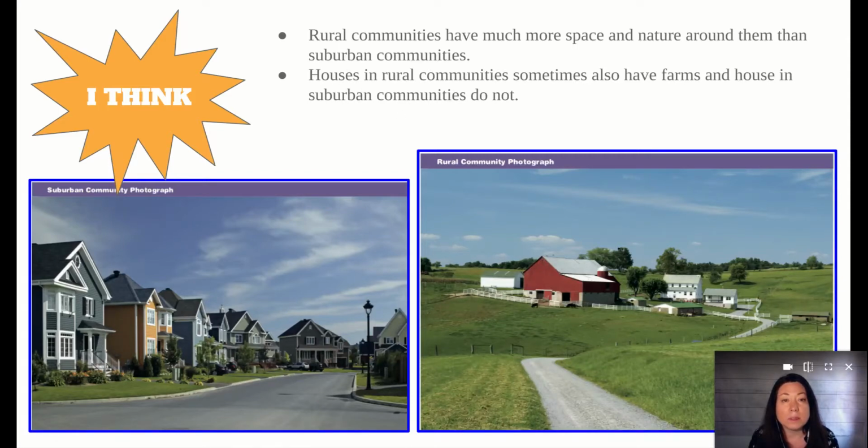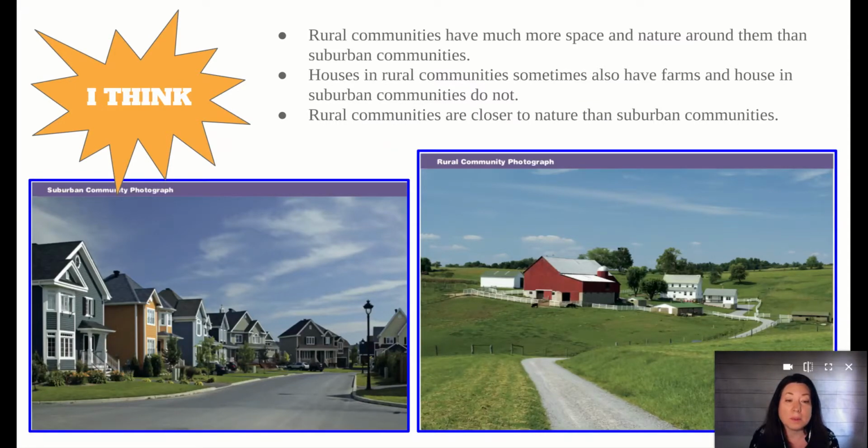Houses in rural communities sometimes also have farms, and houses in a suburban community do not. Rural communities are closer to nature than suburban communities. You can see all the nature in the background. And here in the suburbs, they're much more closer together and much more just houses, not in the country.